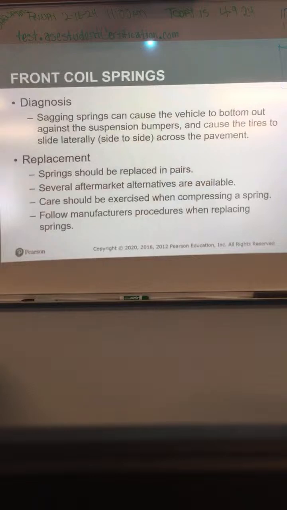Front coil springs. If the springs are sagging, the vehicle will bottom out against suspension bumpers, and cause the tires to slide laterally side to side across the pavement. Cause you all kinds of funny problems.